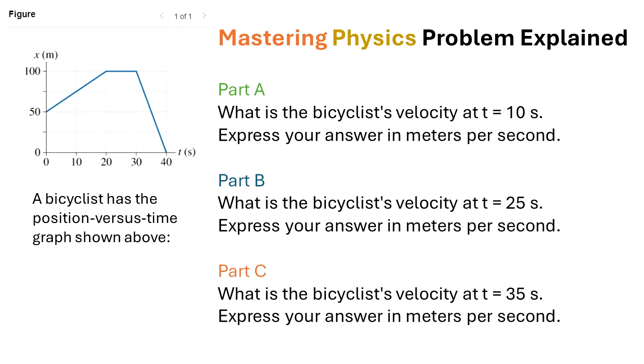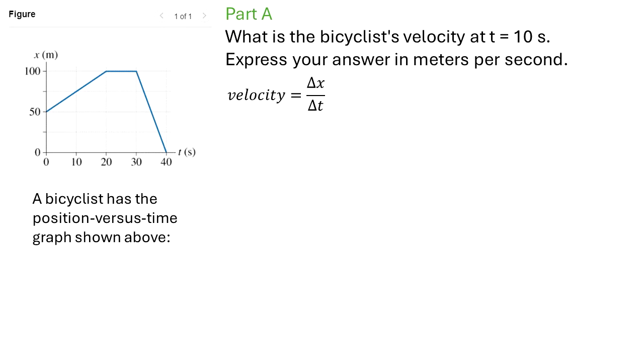Hi guys, today we're going to walk through this problem that has three parts. Let's start with part A. What is the bicyclist velocity at time equal 10 seconds? Express your answer in meters per second.